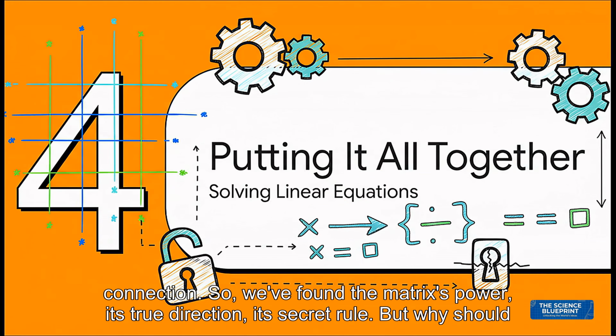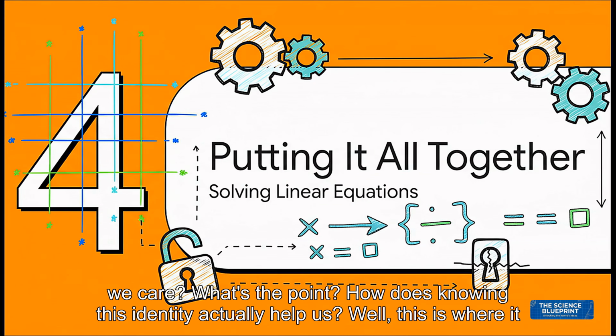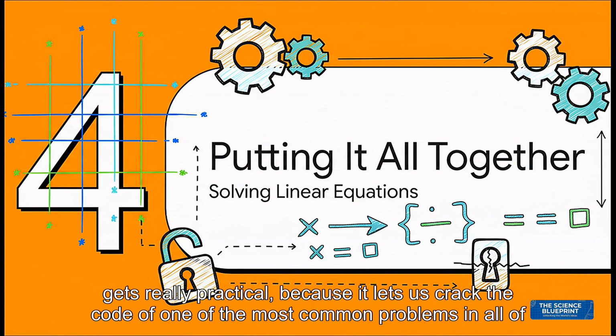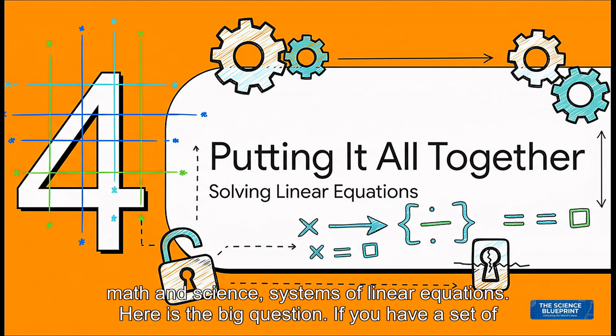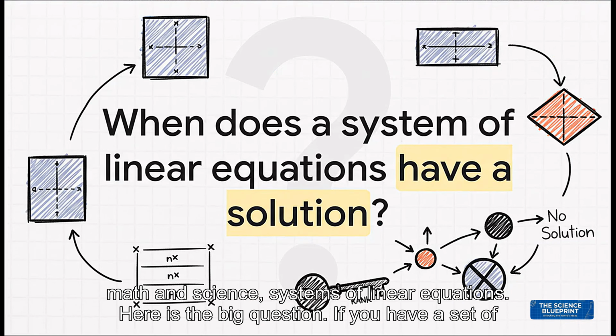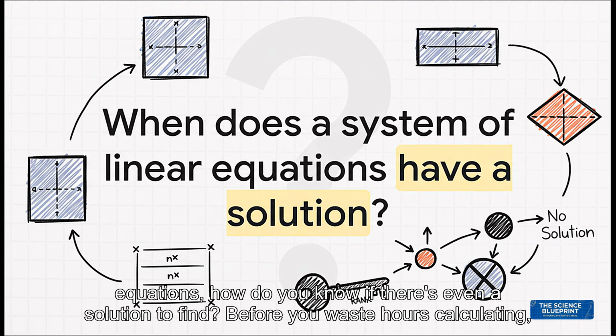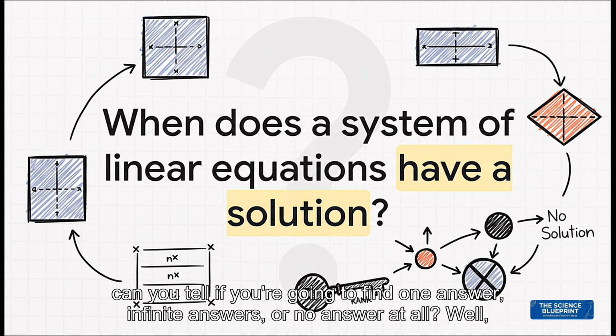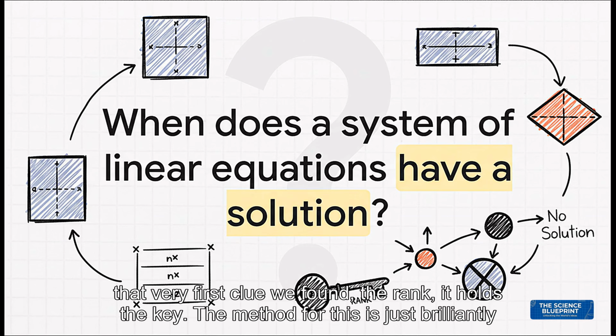So we found the matrix's power, its true direction, its secret rule. But why should we care? What's the point? How does knowing this identity actually help us? Well, this is where it gets really practical, because it lets us crack the code of one of the most common problems in all of math and science, systems of linear equations. Here is the big question. If you have a set of equations, how do you know if there's even a solution to find? Before you waste hours calculating, can you tell if you're going to find one answer, infinite answers, or no answer at all? Well, that very first clue we found, the rank, it holds the key.